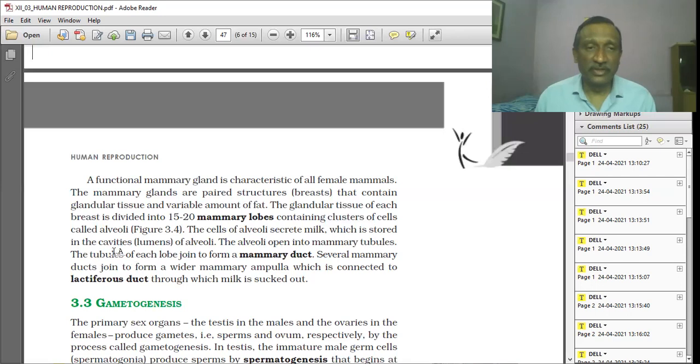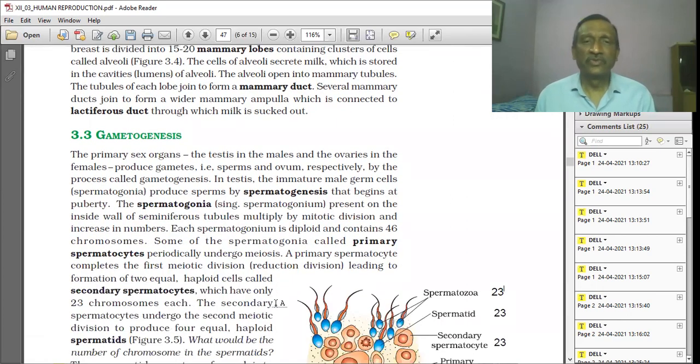That is which is stored in the cavity, that is the lumens of alveoli. The alveoli open into mammary tubules, and tubules of each lobe join to form mammary duct. Several mammary ducts join to form a wider mammary ampulla, which is connected to a lactiferous duct, okay, through which the milk is sucked out. Okay, so with this we have come to the end of the female reproductive system.